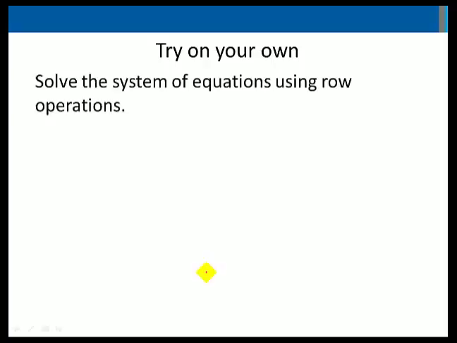Try on your own. Solve the system of equations using row operations. And the system is x plus 2y equals 5, negative 2x plus 3y equals 11.